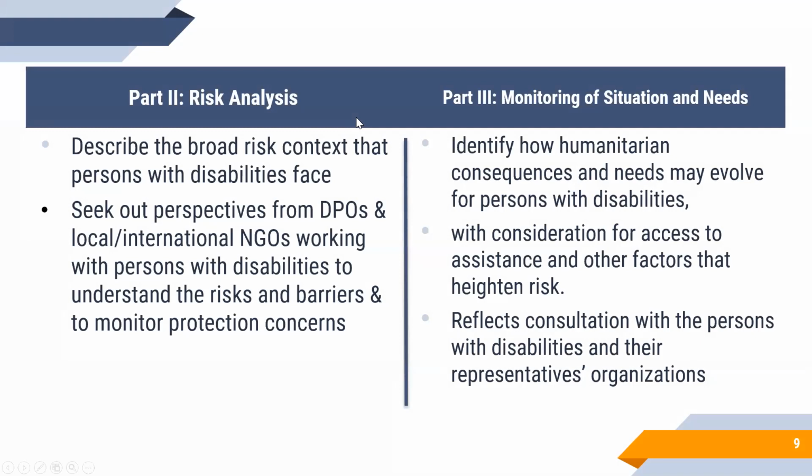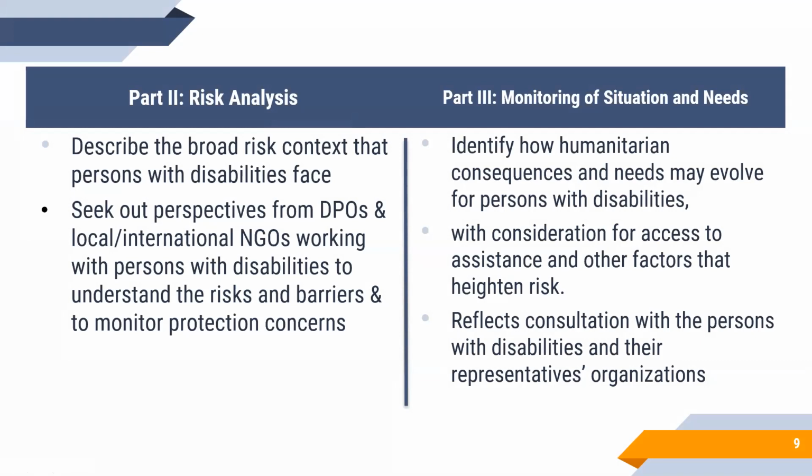Then in part 2, we will have the risk analysis. Usually the humanitarian needs overview has its own risk analysis to understand the risk in general. In this part, we need to describe the broad risk context facing persons with disabilities, and also understand how persons with disabilities, DPOs (disabled persons' organizations, or organizations of persons with disabilities), themselves understand this risk and barriers.